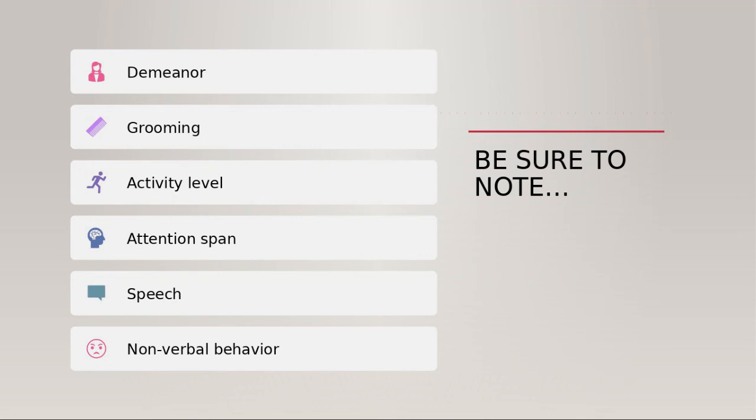How is their speech? How is their vocabulary? How is their rate of speech? Is their speech logical? And then, of course, look at the nonverbal behaviors. What is their body language? What type of gestures are they using? What is their facial expression like? So while you're interviewing your client, having these verbal exchanges, you also make sure that you're observing all of these nonverbal communications as well.